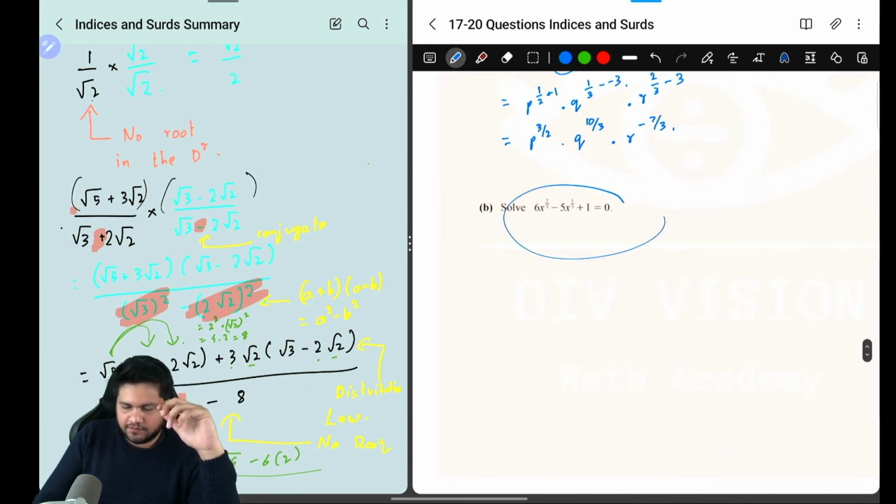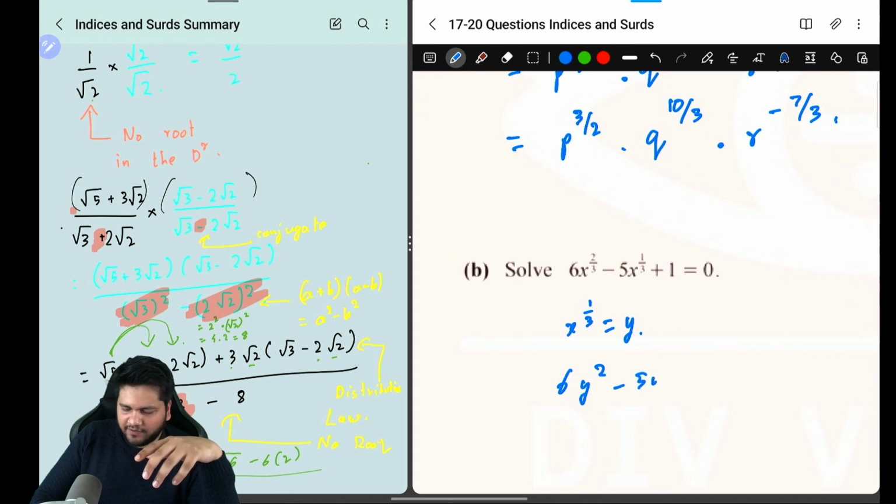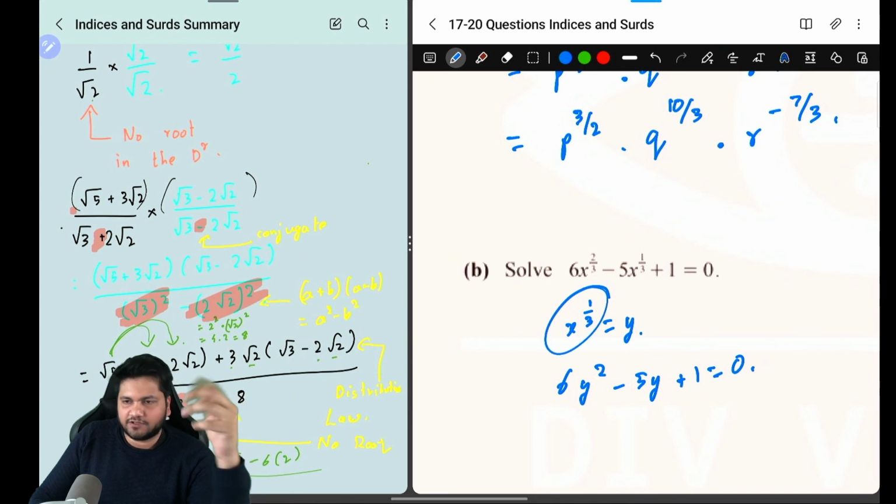Again 3 terms, quadratic. As you can see in this equation, 6x to the power of 2 by 3, 5x to the power of 1 by 3, just substitute x to the power of 1 by 3 as y. So the equation would be 6y square minus 5y plus 1 is equal to 0. Solve the quadratic, put x to the power of 1 by 3 instead of y, and get the values.